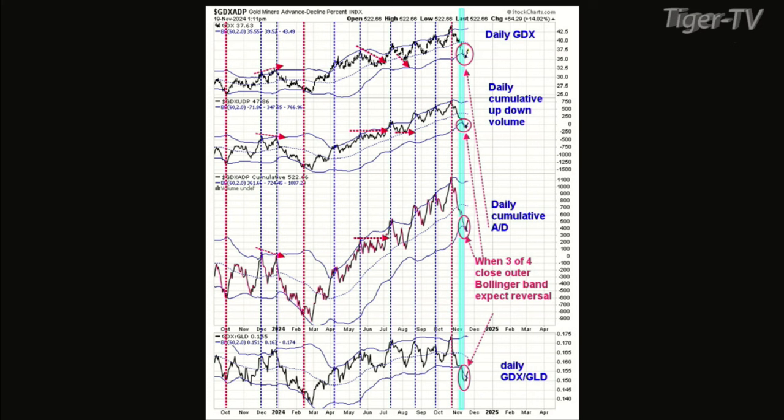The blue lines are times when all three of the four indicators, or maybe all four of them, hit the upper Bollinger Band. That's kind of a stretch too far to the upside, especially when you've got four different indicators doing it all at the same time. And the red lines are times when all four indicators reach the lower Bollinger Band. I know this last high, I marked it in red, it should be blue. But currently we're in that shaded light green area. And I wanted to point out, we hit that lower Bollinger Band on all four of those indicators, the GDX, up-down volume, advance-decline, and GDX-GLD ratio, I think it was on Friday also.